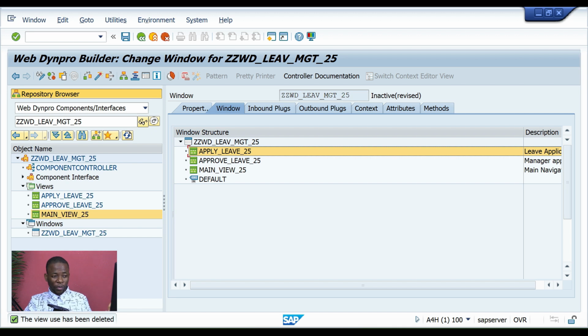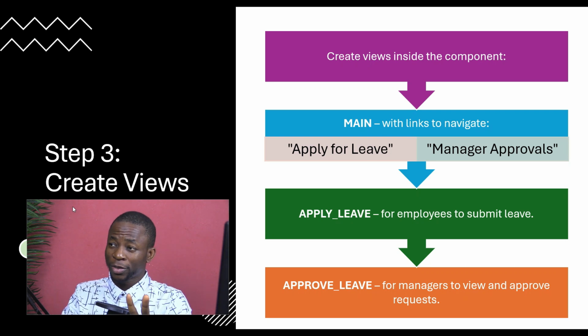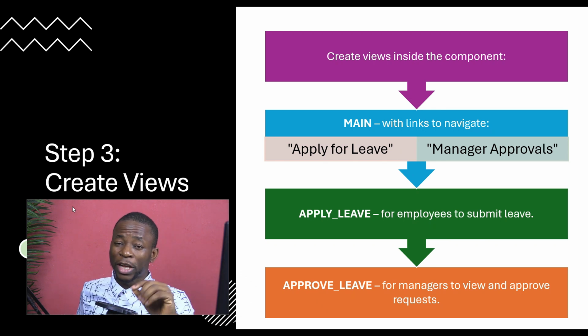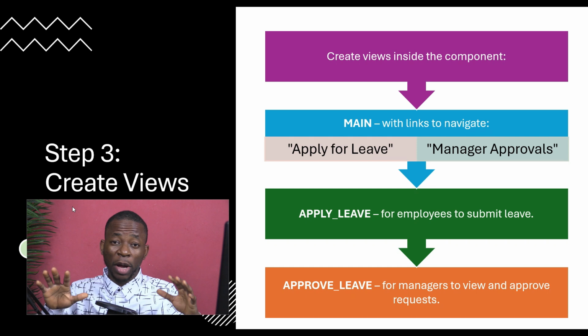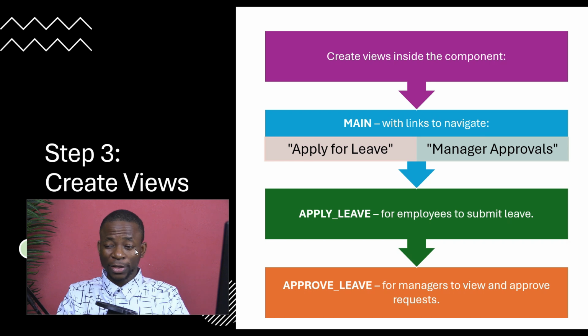Now that all the views are created and embedded, we are going to the third step, which is to create the navigation inside the component. The main view will have links to navigate to the apply for leaf page and the manager approval page. The apply leaf is the view where employees can submit their leave requests, and the approve leave is the view where the managers will approve the request. This is what we are going to create next. If you get stuck or have questions, please leave them in the comment section.